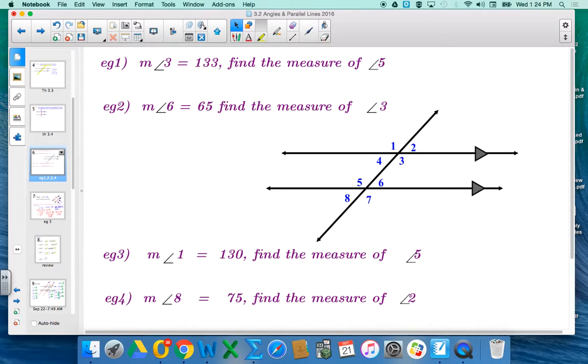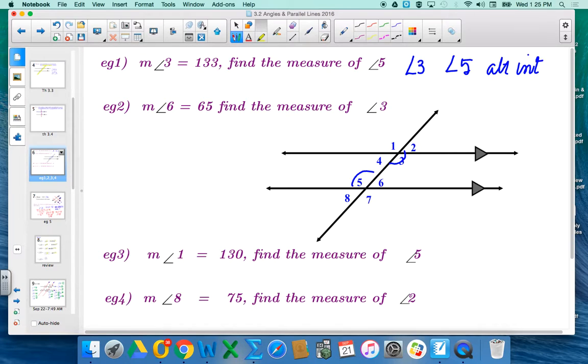So the first question says the measure of angle 3 is equal to 133 degrees. Find the measure of angle 5. Okay, so what kind of angles are angle 3 and angle 5? Alternate interior. So we know they're congruent.